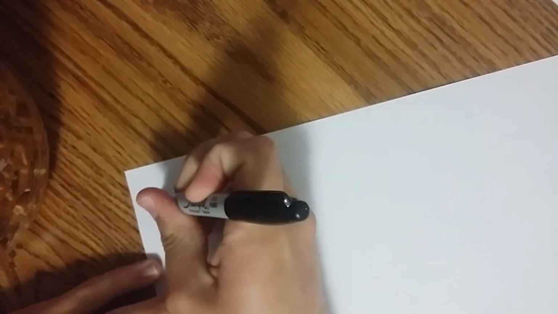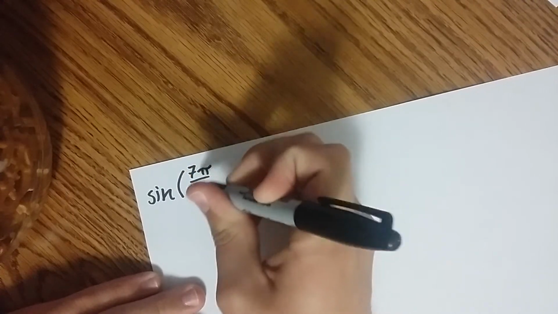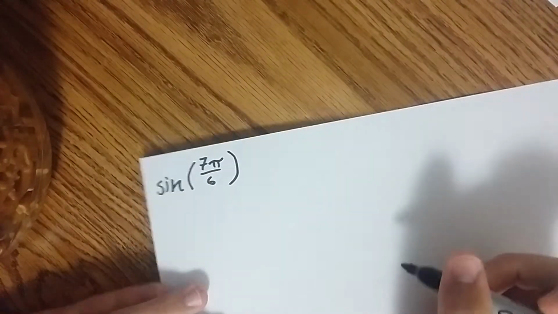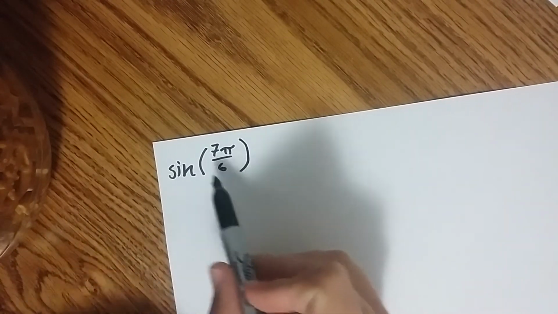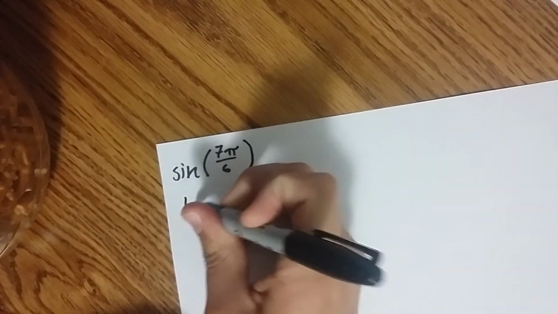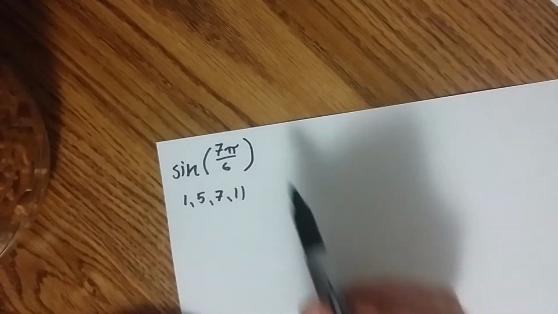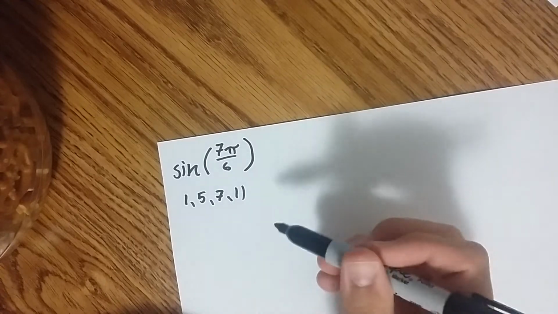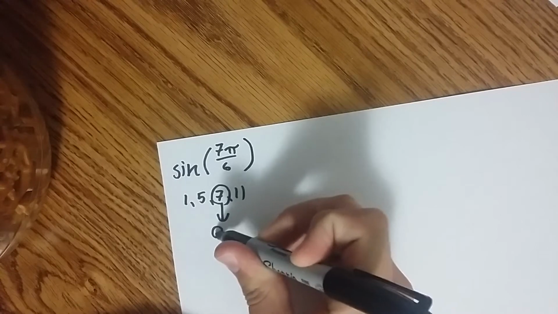Let's do an example. Let's find sine of 7 pi over 6. So the first thing we want to do is remember the four numbers that revolve around 6. And those were 1, 5, 7, 11. Now let's look at the top number. The top number is 7. That is the third number, which means we are in the third quadrant.